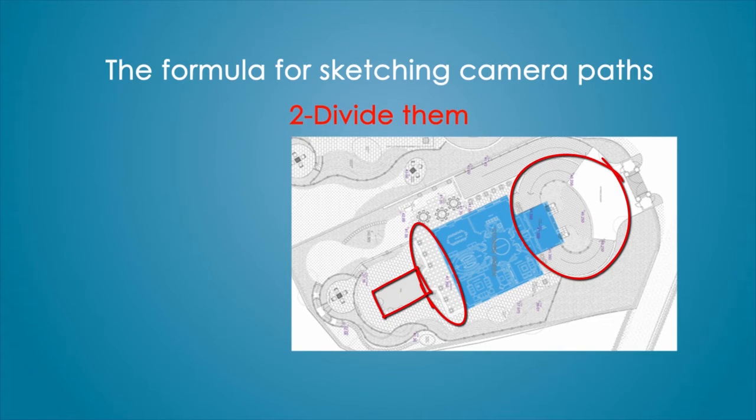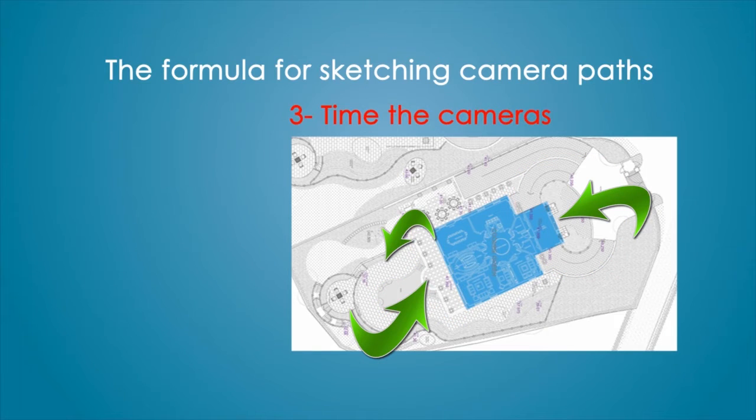Divide them. It's better to break down the animation into small clips than one big clip going from one feature to another. So in our case, we will need one camera here showing the front, one camera there showing the back, and one here showing the pool and the waterfalls. Depending on your own project, you will decide the key features and the cameras needed.